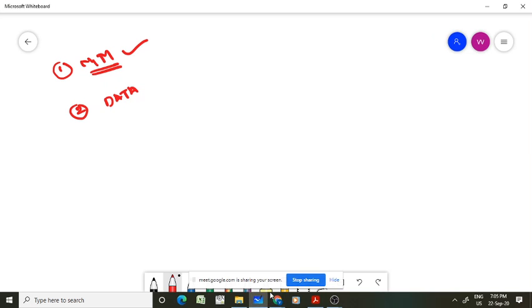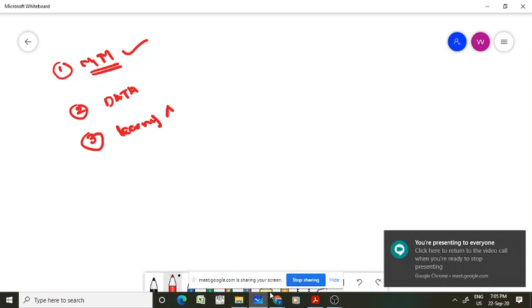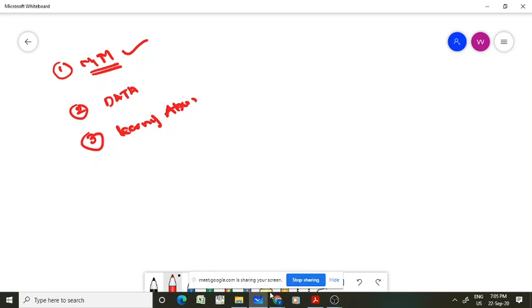Fine. And the third part is the learning algorithm. So these three are the key aspects that we have to know if we want to learn machine learning. First is the machine learning model or architecture, second is the data based on which you want to train the model, and third is the learning algorithm. That means the step-by-step procedure, the strategy, and the approach that the machine learning model will use to learn from the available data.